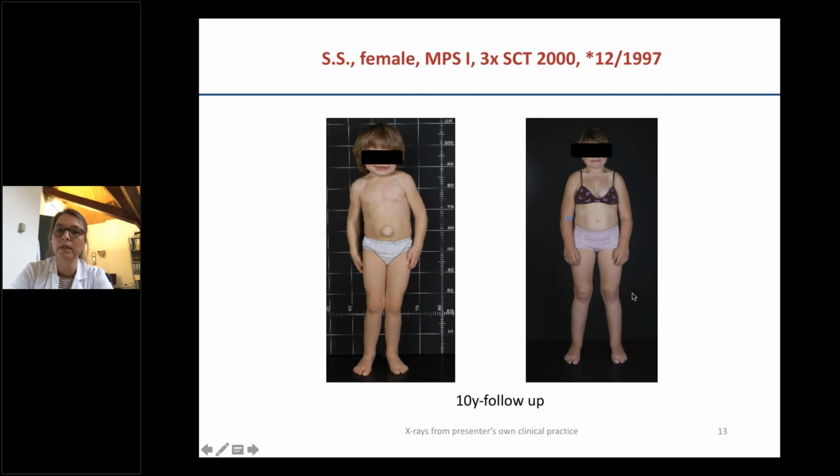And this was the status when she left the Kinderspital to transition to the adult hospital. There had been surgery for the hernia over here. The legs, I will show you, and the contracture were more or less stable, and she is working in a bakery.